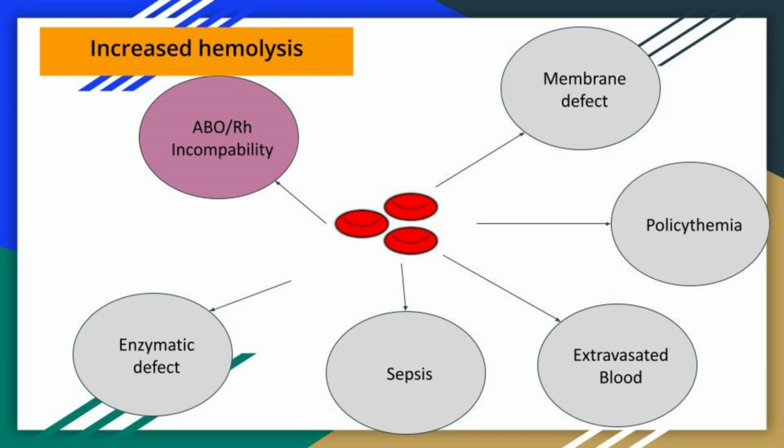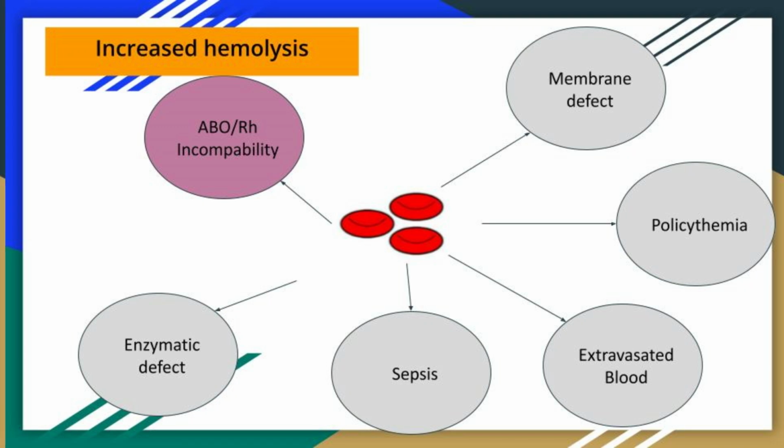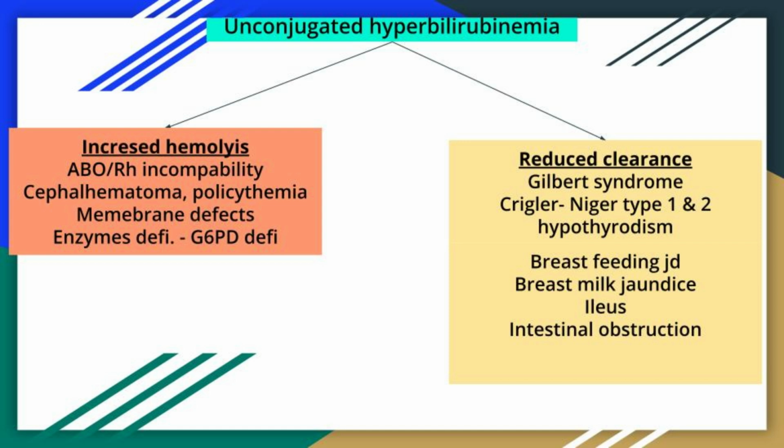The first mechanism to consider is increased hemolysis of red blood cells, which leads to increased production of unconjugated bilirubin. Etiologies of increased hemolysis in a newborn include isoimmune mediated hemolysis, which is to say ABO or Rh incompatibility, cephalohematoma, polycythemia, membrane defects such as spherocytosis, and enzyme deficiency like G6PD deficiency. In reduced clearance, apart from syndromes, hypothyroidism is one of the important causes to be remembered. And reduced clearance could be because of increased enterohepatic circulation, that includes breastfeeding jaundice, breast milk jaundice, and other causes like ileus and intestinal obstruction.